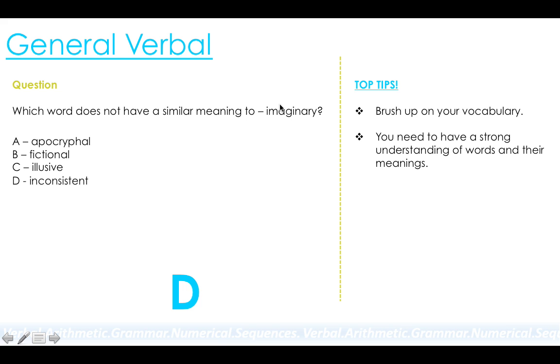So just remember to brush up on your vocabulary if you are sitting an IQ and aptitude test that requires you to use general verbal reasoning.